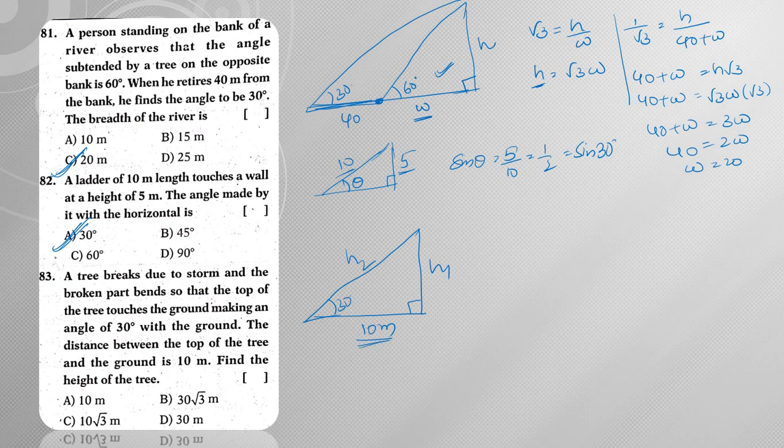Since I know the adjacent, the distance between the top of the tree and the ground, this is 10. So when I apply tan, tan 30 degrees is equal to h1 by 10.